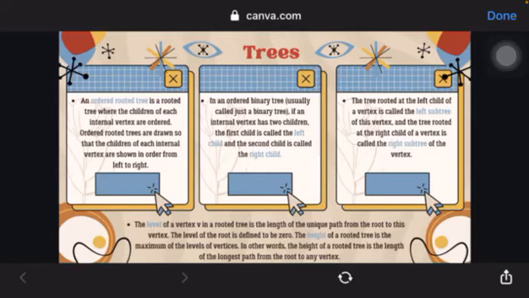The level of a vertex v in a rooted tree is the length of the unique path from the root to this vertex. The level of the root is defined to be zero. The height of a rooted tree is the maximum of the levels of vertices. In other words, the height of a rooted tree is the length of the longest path from the root to any vertex.